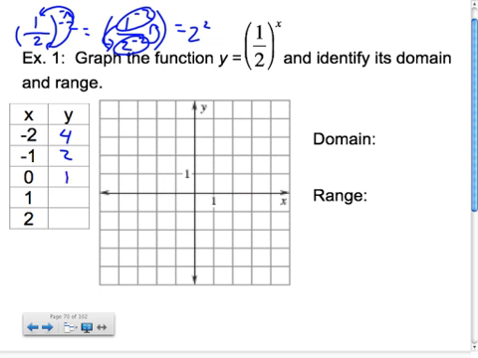(1/2) to the 0 is 1. (1/2) to the 1 is obviously just going to be 1/2, and (1/2) squared is 1/4. So when x is -2, y is 4. When x is -1, y is 2. When x is 0, y is 1. When x is 1, y is 1/2. And when x is 2, y is 1/4.